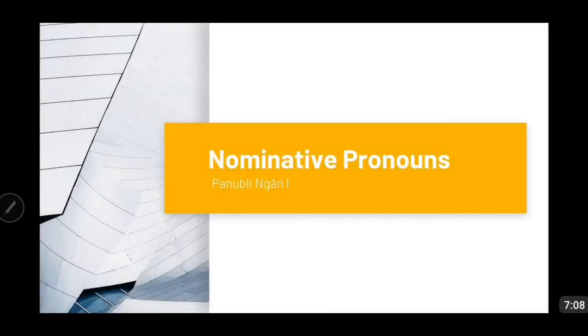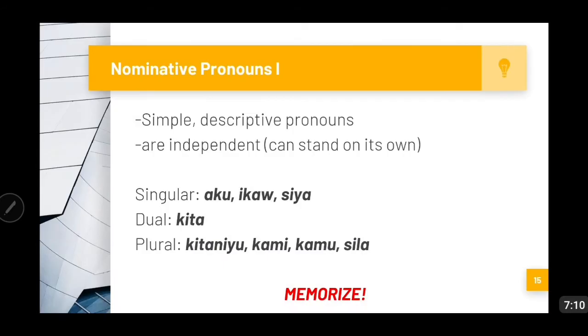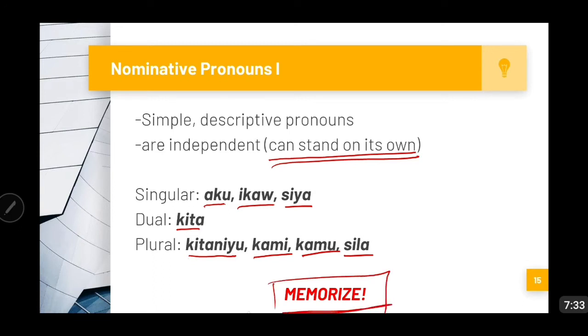Now let's discuss the nominative pronouns, panublingan 1. Nominative pronouns are simple descriptive pronouns and are independent. They can stand on their own. So we have here a singular form: aku, ikaw, siya. Dual: kita. And plural: kita niyo, kami, kamu, sila. There are 4 plural forms. So try to memorize these 8 nominative pronouns. Again: aku, ikaw, siya, kita, kita niyo, kami, kamu, and sila.